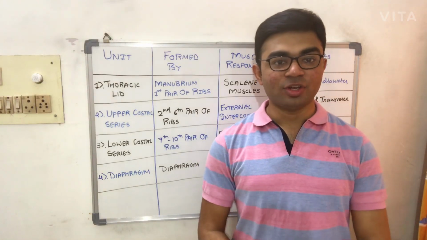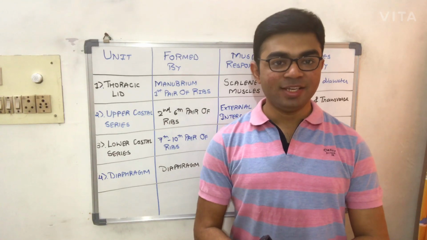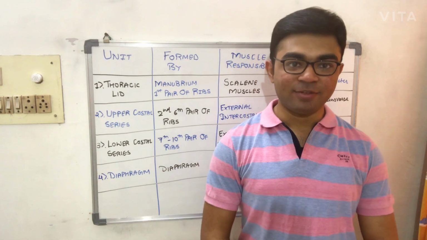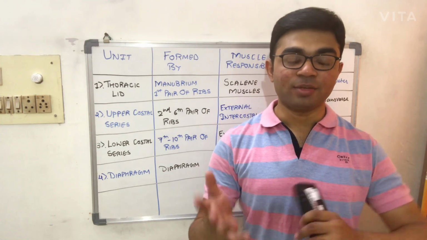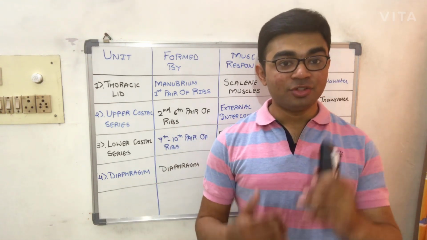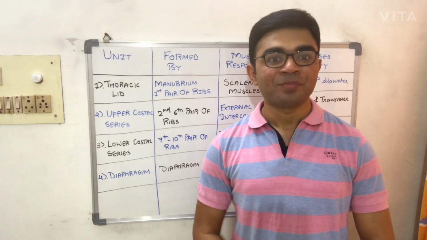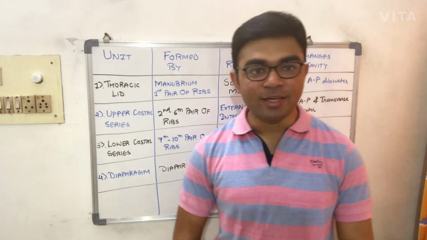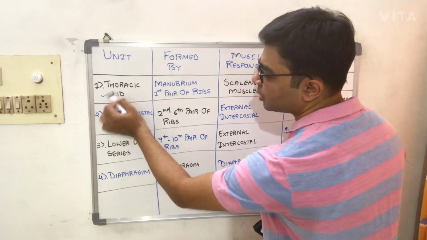So now let's focus on the respiratory movements. To understand the respiratory movement very easily, we focus on four different units in the thoracic cavity, how these units are formed, what muscles are inside a particular unit, and what changes they bring to the thoracic cavity during inspiration and expiration. Let us focus on the first unit of the thoracic cavity, that is the thoracic lid.